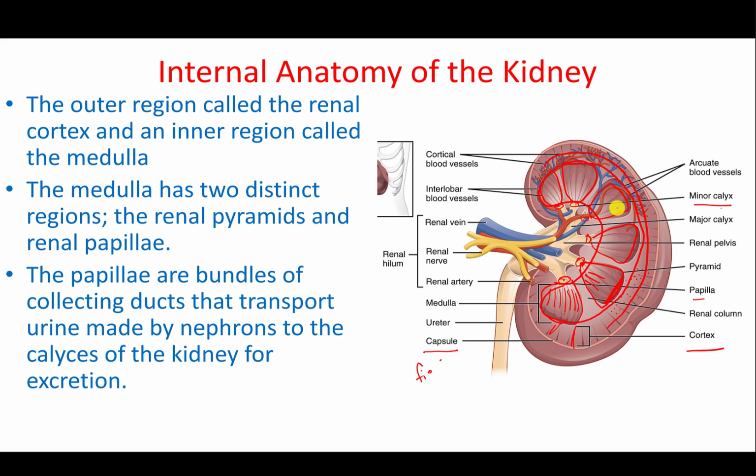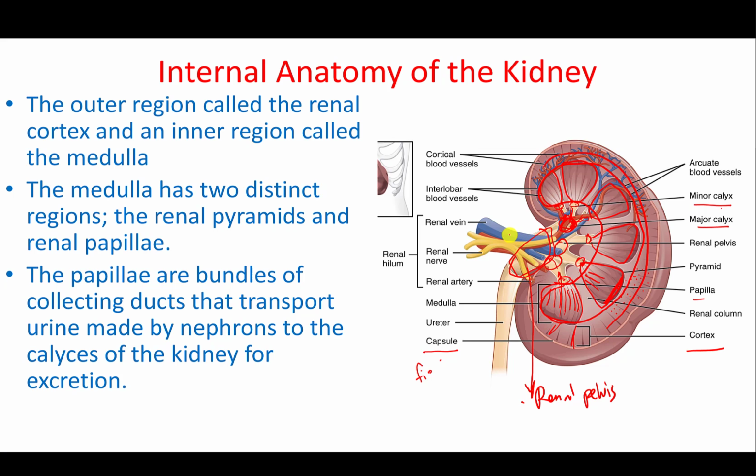These minor calyx would lead to a major calyx. So 2 or 3 of the minor calyx will open to a major calyx. So here we will have a major calyx, here we will have a major calyx, here we will have a major calyx. So we are tracking the pathway of the urine. From the major calyx, the urine will be collected into the renal pelvis. And the renal pelvis is just a wider region of this area.